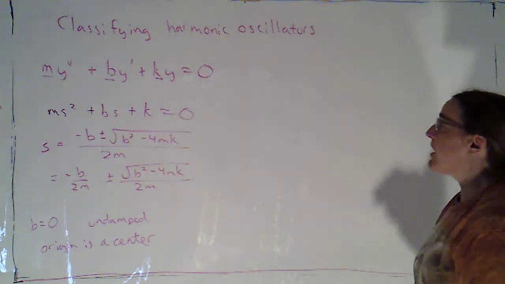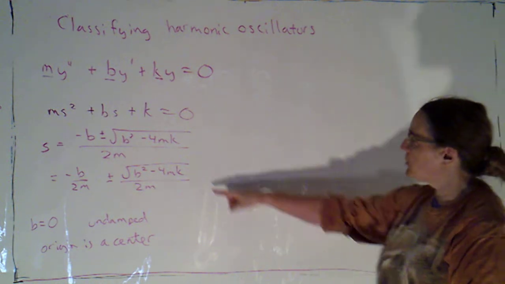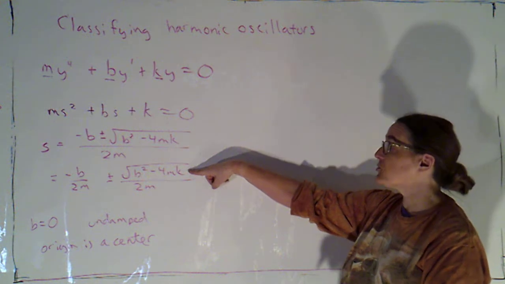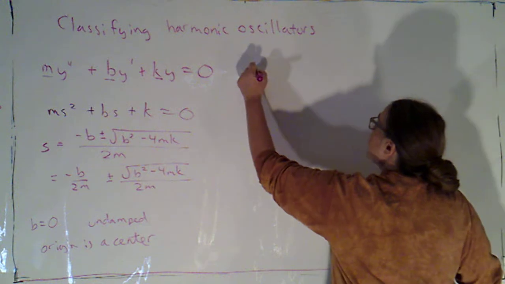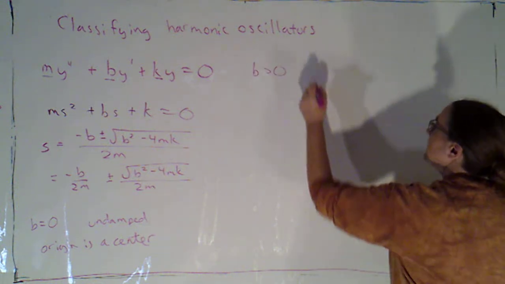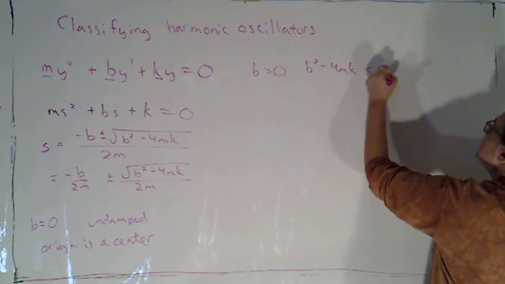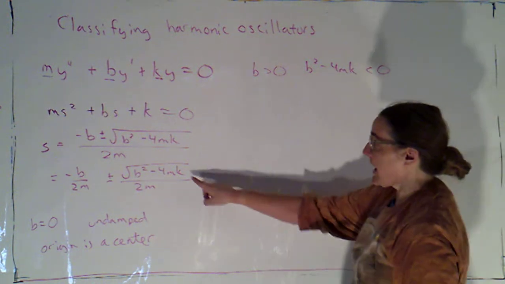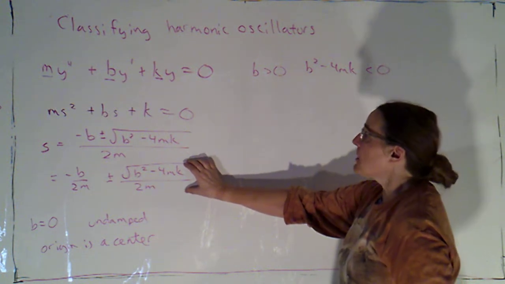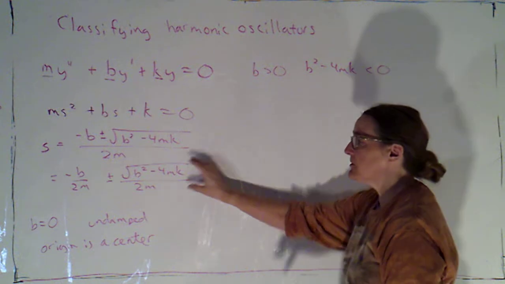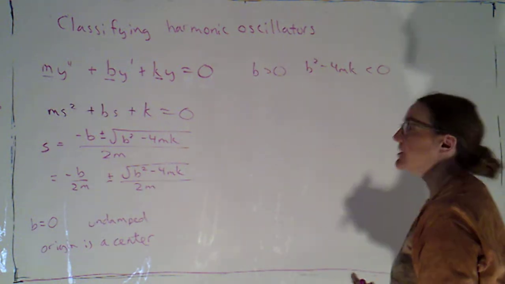Now the other three possibilities will involve b being positive, since it's not allowed to be negative, and we're just going to be taking a look at what this discriminant, the b squared minus 4mk, is. So I could have that b is bigger than 0, and b squared minus 4mk is negative. Now, of course, if I have that, that's going to mean that this is imaginary. Okay? So I'm going to have complex roots with a negative real part and a non-zero imaginary part.